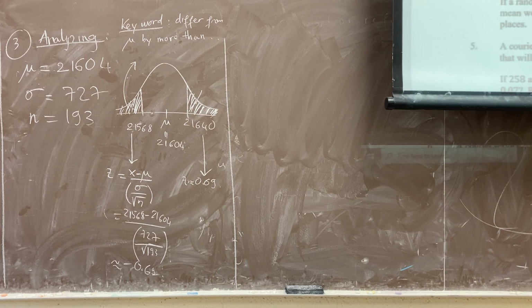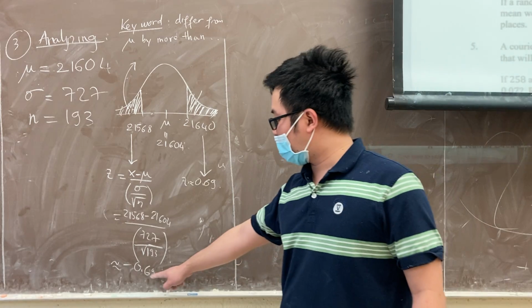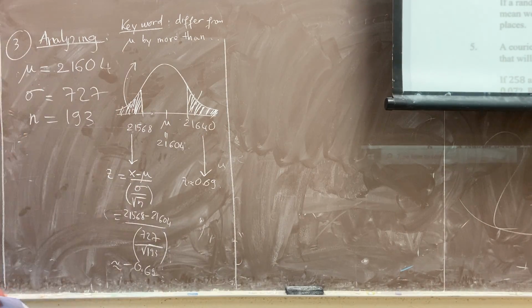Use your table. You don't have this, but you should have this in your exam. Otherwise, you cannot find the result. Okay, find the area. This is negative 0.69.